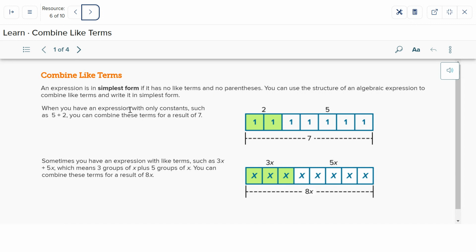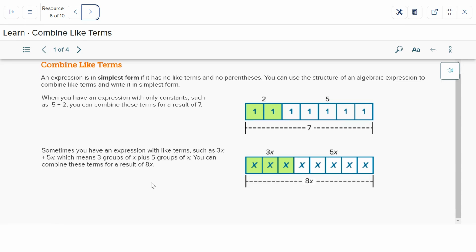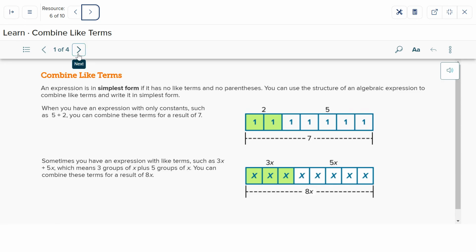You can use the structure of an algebraic expression to combine like terms and write it in simplest form. When you have an expression with only constants, such as 5 plus 2, you can combine these terms for a result of 7. In other words, you add them together. Sometimes when you have an expression with like terms such as 3x and 5x, which means 3 groups of x plus 5 groups of x, you can combine like terms for a result of 8x. We still don't know what x is, so we leave that in there in our simplest form.